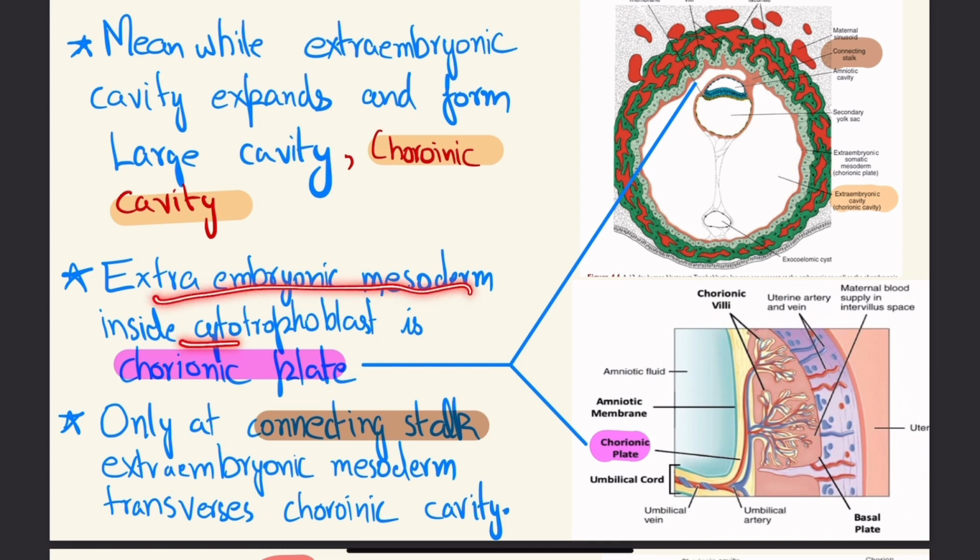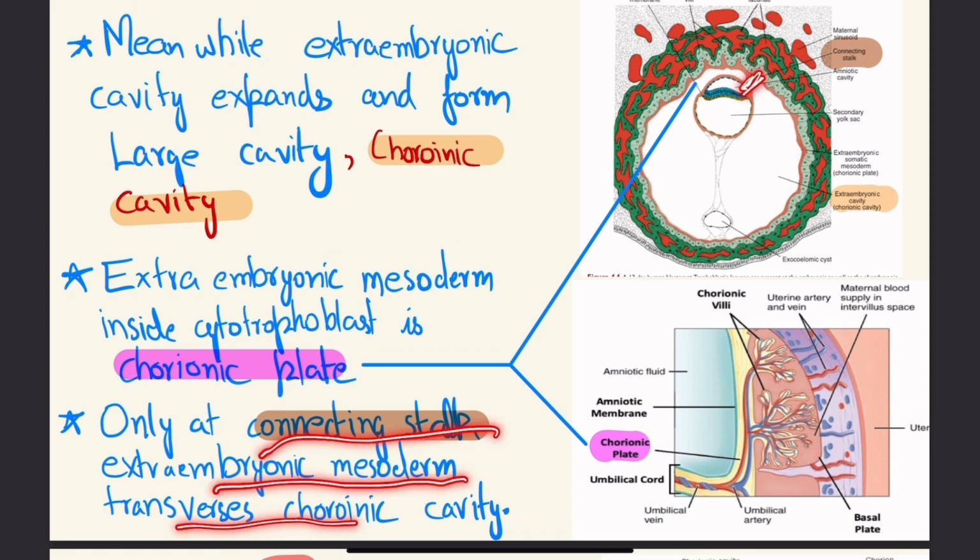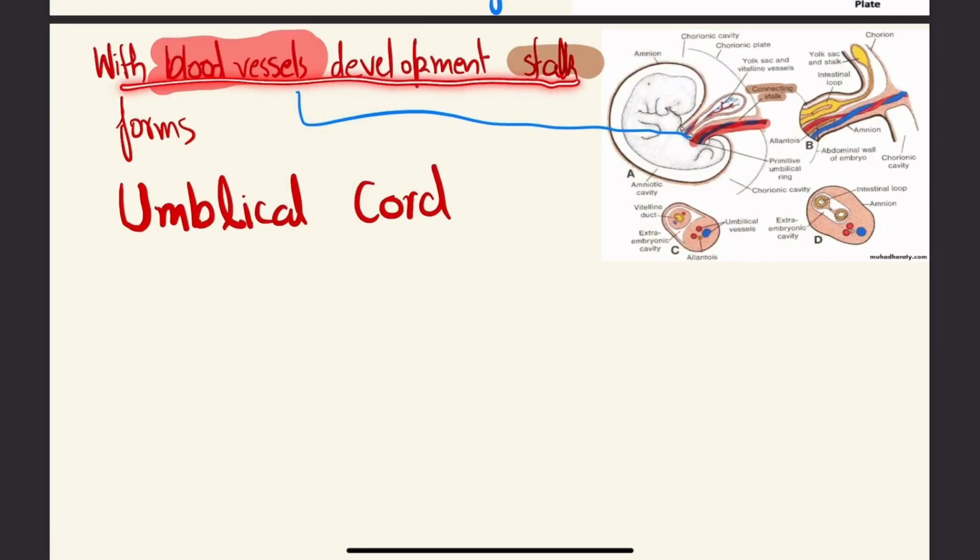Extra embryonic mesoderm inside the cytotrophoblast is the chorionic plate. Here the invagination of the mesoderm in the cytotrophoblast is the chorionic plate. Only at the point of the connecting stalk does extra embryonic mesoderm traverse the chorionic cavity. Here you can see it traverses the chorionic cavity. The blood vessels develop in the connecting stalk, which forms the umbilical cord. Here the blood vessels develop into the connecting stalk.